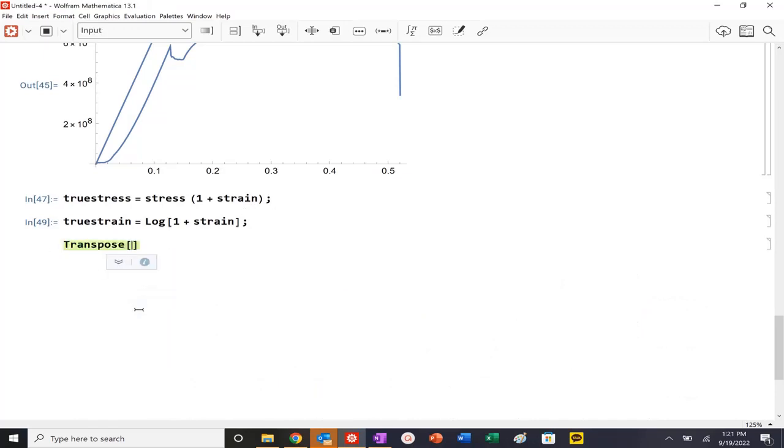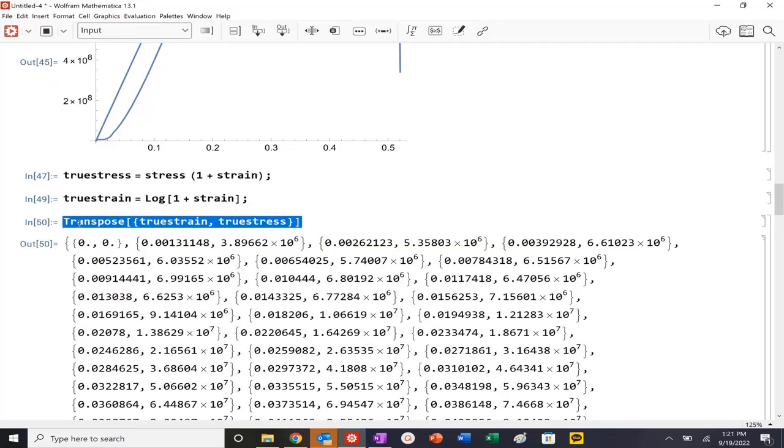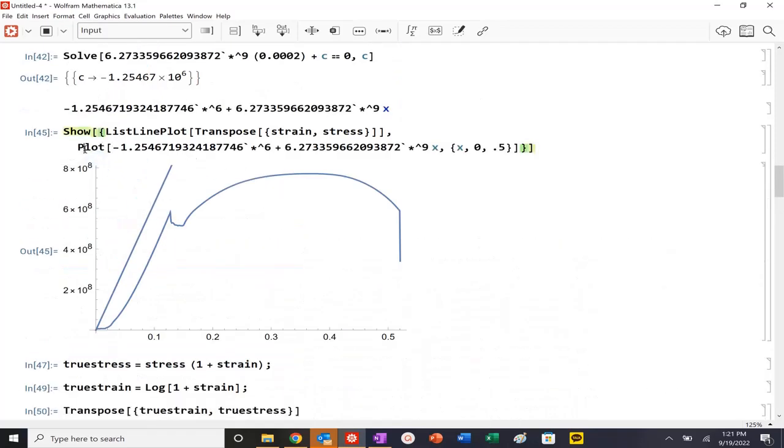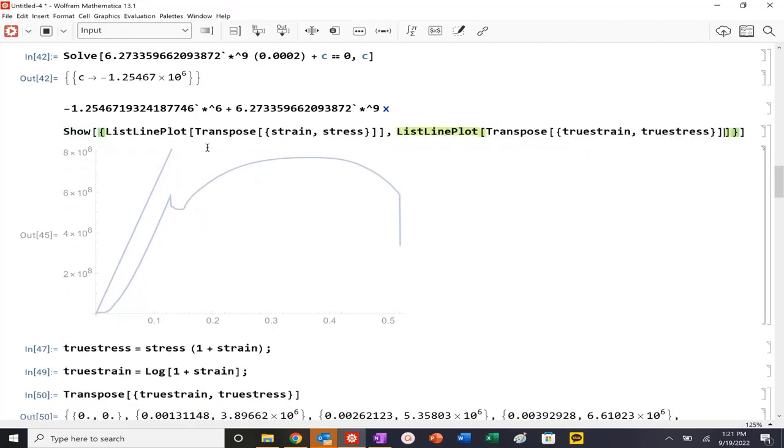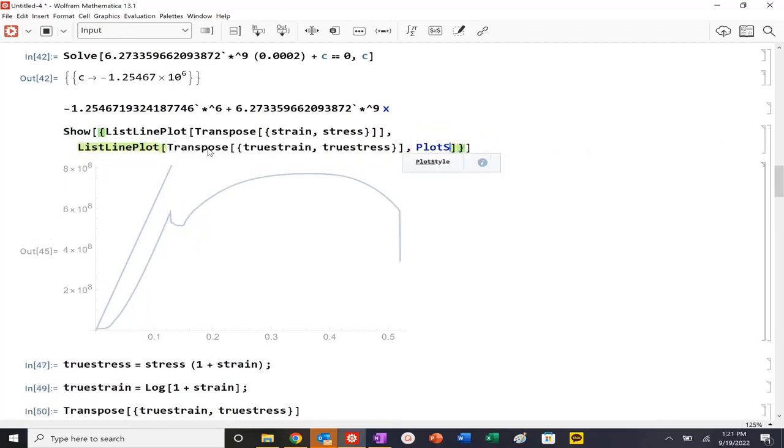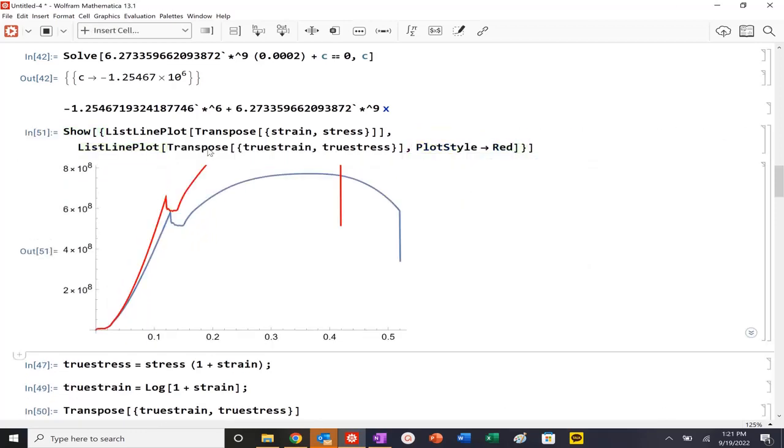And we could transpose that now, and then let's see how it looks on our graph. Again, true strain on the x, true stress on the y, and then we can take a look at that and plot it. Again, I'm going to do this line plot because I'm looking at data. I'm going to get rid of all that other stuff. Let's plot it. Plot style. I'm going to make this red.